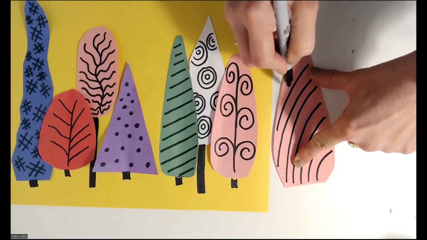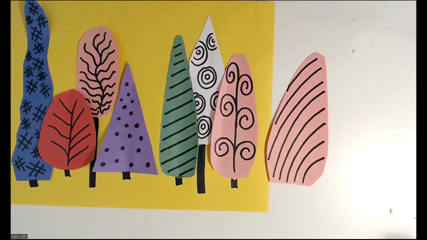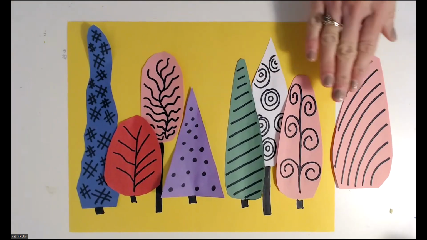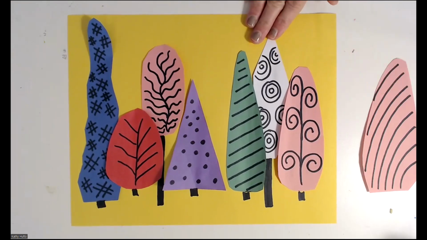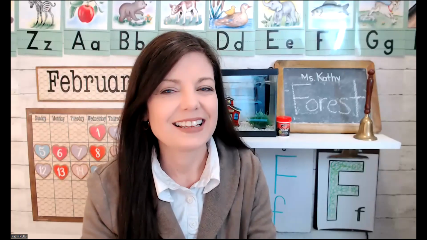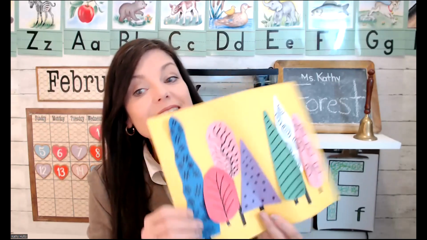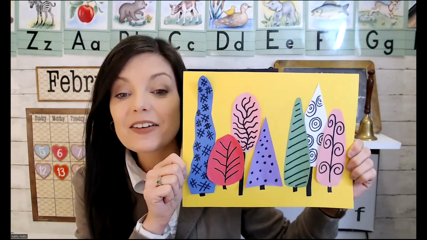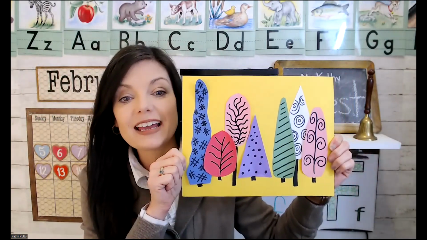You can layer the trees on top of each other, as you see that I have done here, and that makes it look like a beautiful, colorful forest. So there's our art project for today. You just need some colorful paper and a black marker, and you're on your way. Well, here is my colorful forest. You can get creative and make one yourself if you'd like.